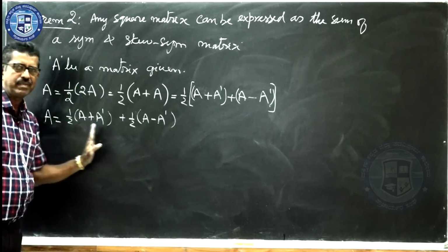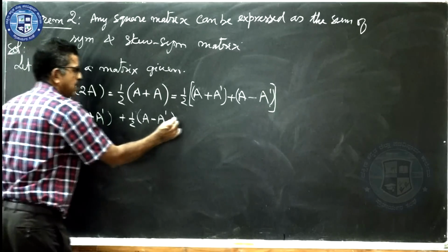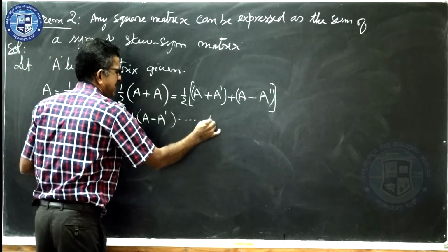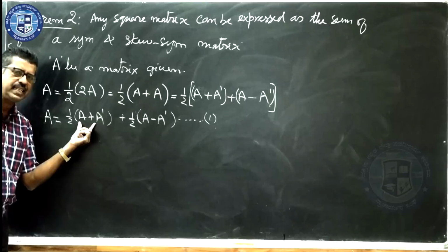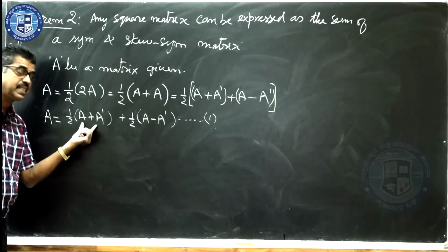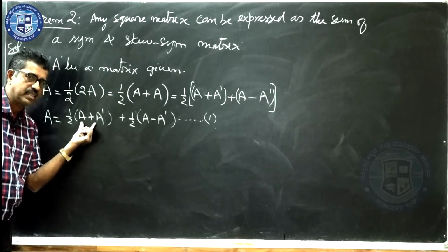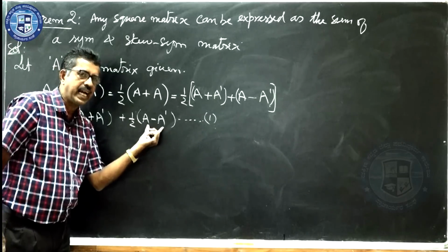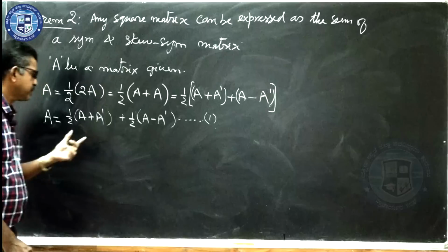I think it is very clear. So, you already have seen this one, I take it as equation 1. Just recall, we have already seen in theorem 1 that A plus A dash is what? A symmetric matrix. What is A minus A dash? It is a skew symmetric matrix.